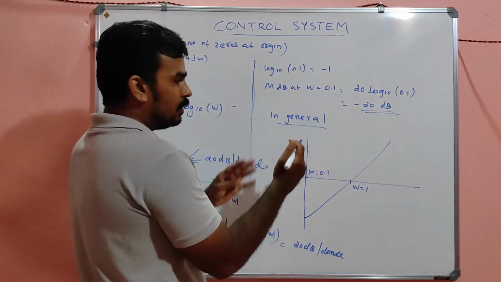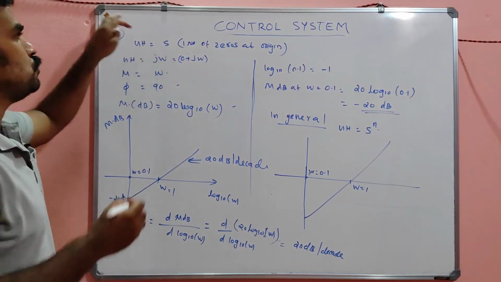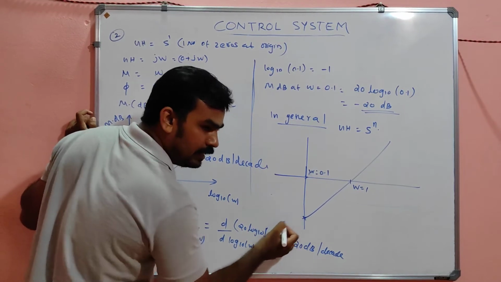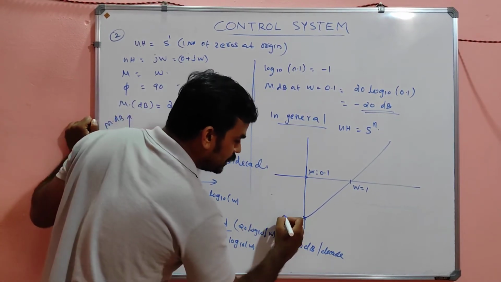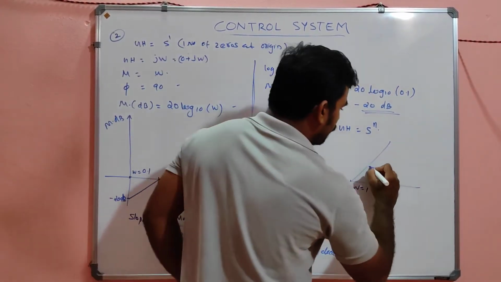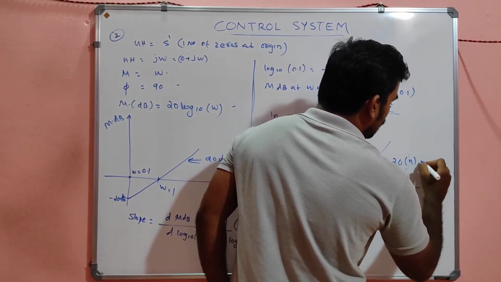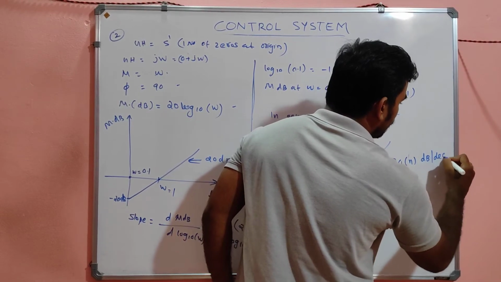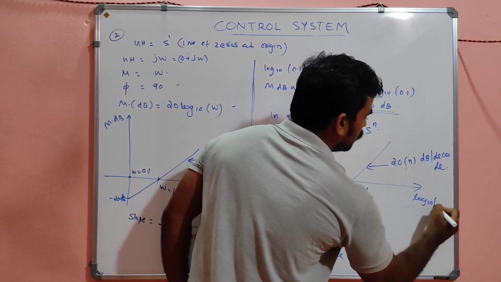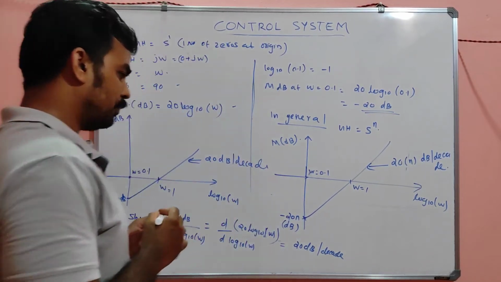See, in general, suppose you have GH equal to S raised to N. This is simply S raised to 1. Suppose you have S raised to N, then the starting magnitude will be minus 20 into N dB, and the slope is plus 20 into N dB per decade. So that will be the Bode plot.